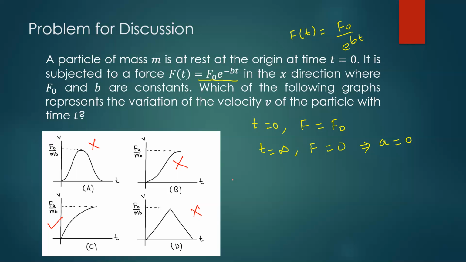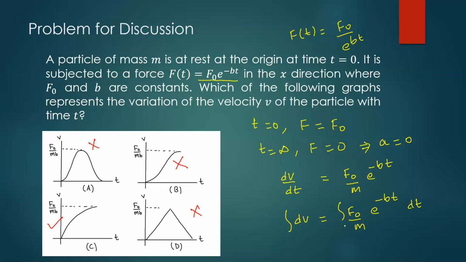Now, let us say if we want to solve it mathematically. Let us do that also. So here, if force is given, acceleration dv by dt is force by mass. So we can write that as F naught by m into e to the power minus bt. And this is not bad also. Even the maths is easy. So if you separate the variables, dv will be F naught by m into e to the power minus bt into dt. So you can integrate both sides.